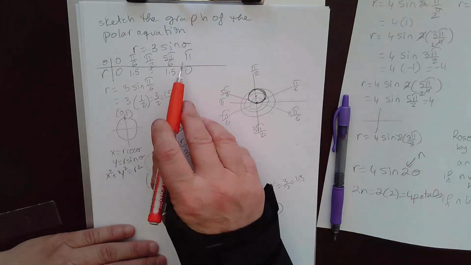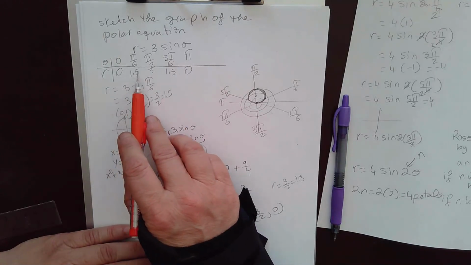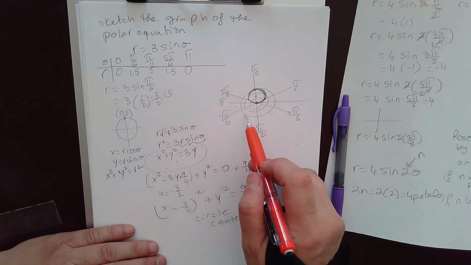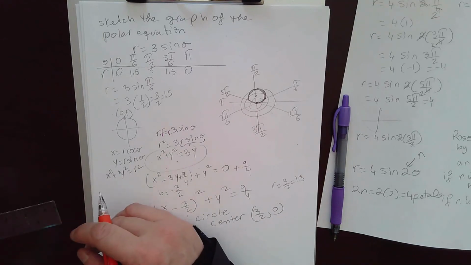If you notice, I stopped at pi because this goes from 0, 1.5, 3, 1.5, and comes back to 0. I noticed that it's a circle. So that's why I stopped at pi here. Okay?